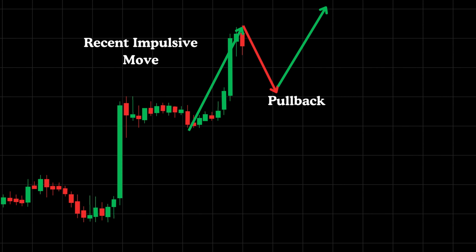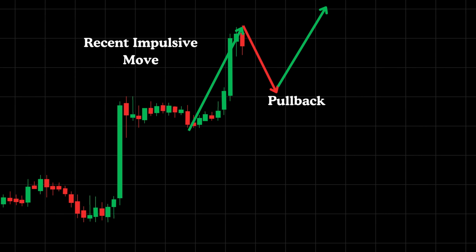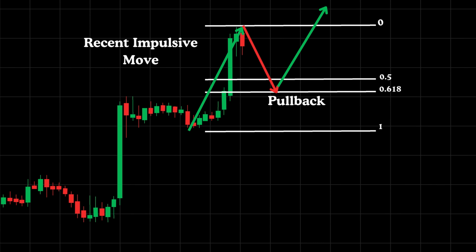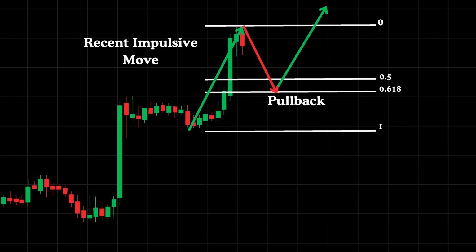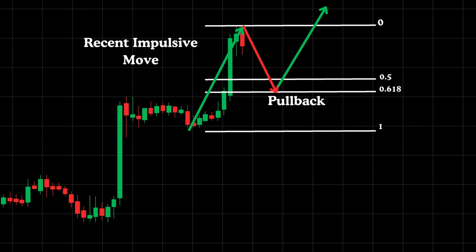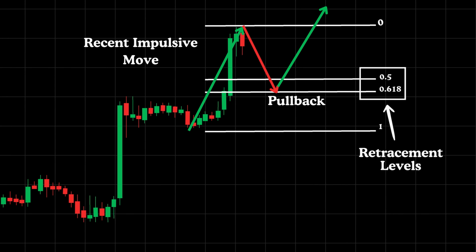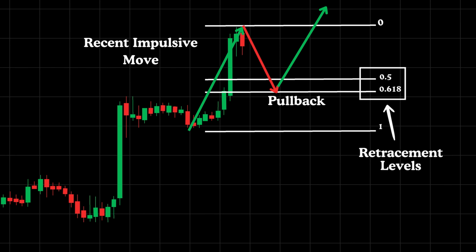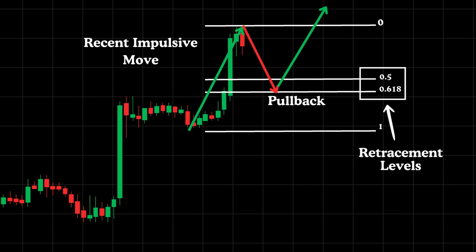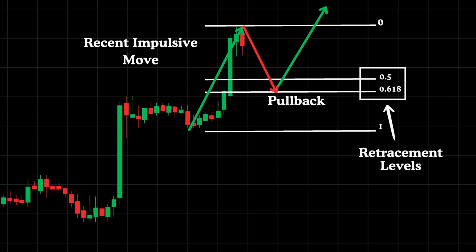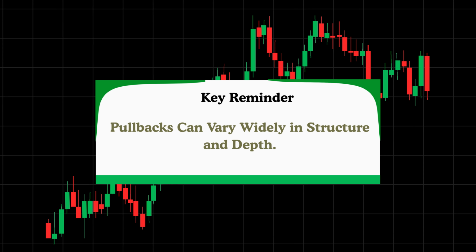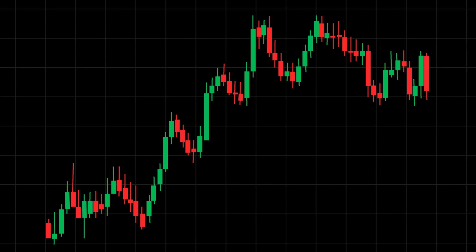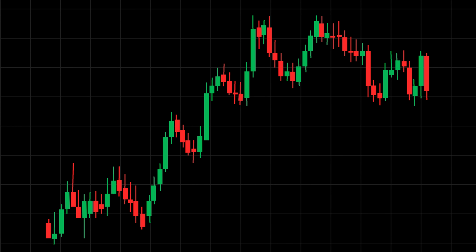To begin, select the Fibonacci retracement tool. Click at the base of the impulse wave, starting from the bottom wick, and drag it to the top of the move. Once placed, the retracement levels will appear to the right. As price retraces to these zones, they may act as support and potentially push the price higher. However, here's a key reminder: pullbacks can vary widely in structure and depth. There are two main types of pullbacks, shallow and deep.